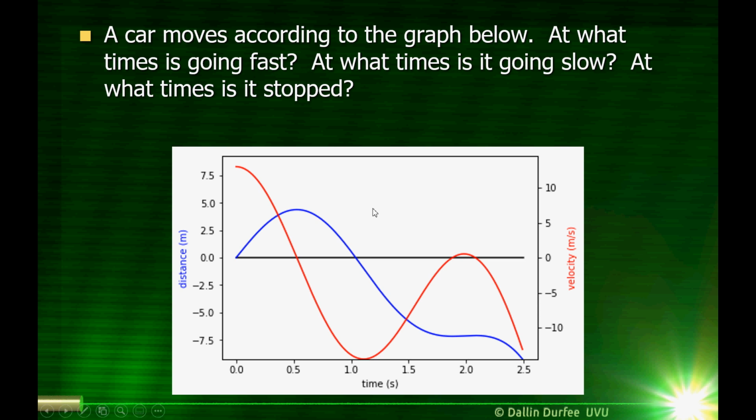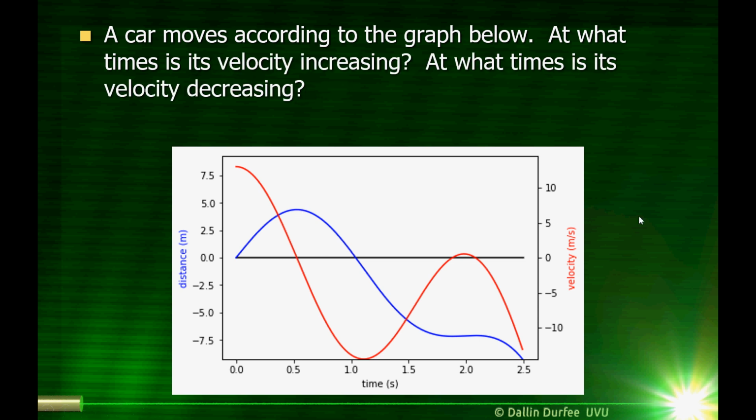So what times is it going slow? When the red curve is close to 0, like right here, it's moving very slow. Right here, it comes to a stop, and so forth. When is the velocity decreasing? When's it increasing? We said here it was decreasing because the slope is going down. And if I take the derivative, I see the velocity is going down, right? And then here the velocity is going up, right? The velocity is still negative, but it is decreasingly negative. It's increasing in positive words.